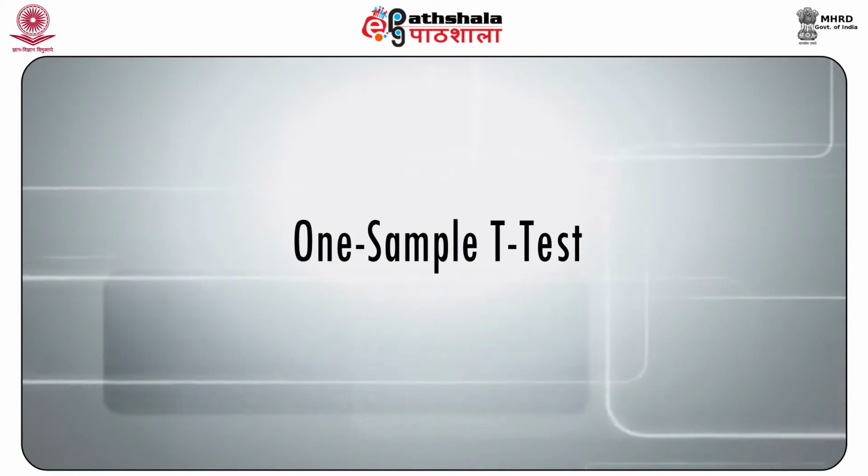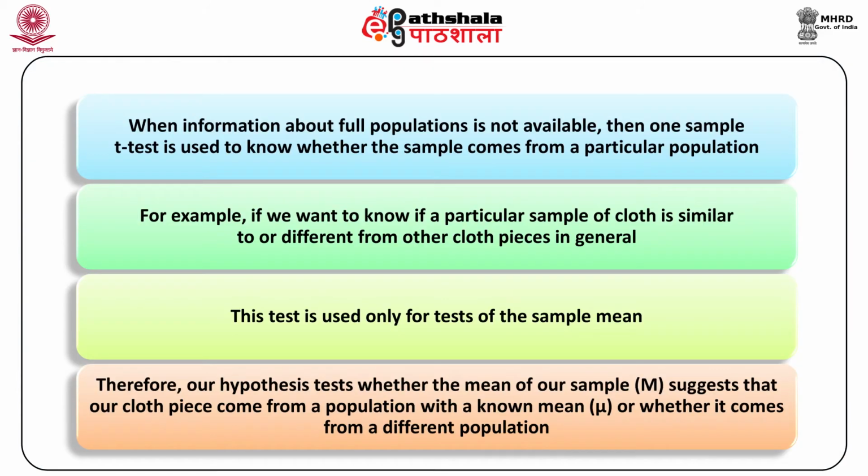One sample t-test. When information about full populations is not available, the one sample t-test is used to know whether the sample comes from a particular population. For example, if we want to know whether a particular sample of cloth is similar to or different from other cloth pieces in general, this test is used only for testing the sample mean. Therefore, our hypothesis tests whether the mean of our sample M suggests that our cloth piece comes from a population with a known mean mu, or whether it comes from a different population.